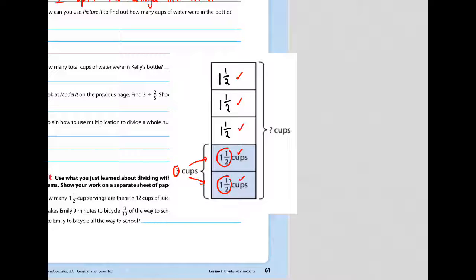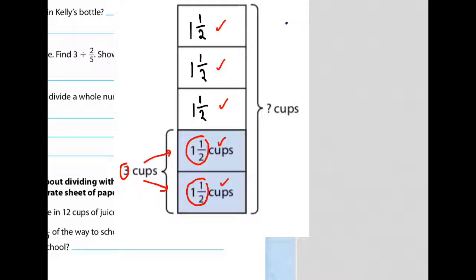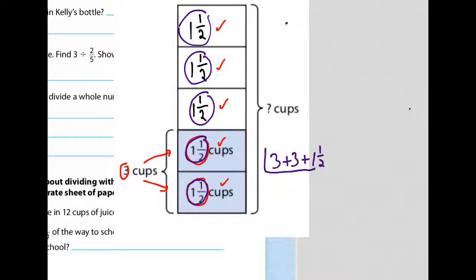Well, I could multiply 1.5 by 5, or I can just add up my 1.5s. So watch what I'm going to do. I'll switch to purple so you guys can see. I know that these 1.5s equal 3. These 1.5s also equal 3, plus this final 1.5. Okay? I would add up 3 plus 3 plus the 1 whole, which is 7, and bring down the half. So the answer is going to be 7.5.